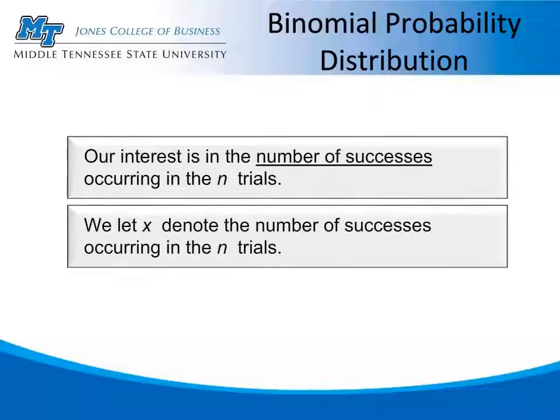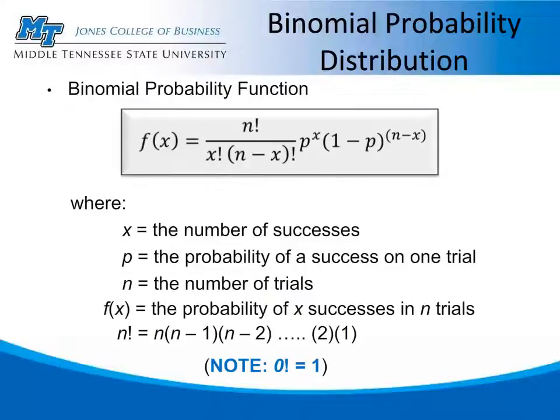Now what the binomial formula allows you to do is to find the probability of so many successes in the n trials. Now we're going to use the symbol x to represent the number of successes. So x is going to have to be less than or equal to n. Ordinarily, the smallest value that x can assume is 0.